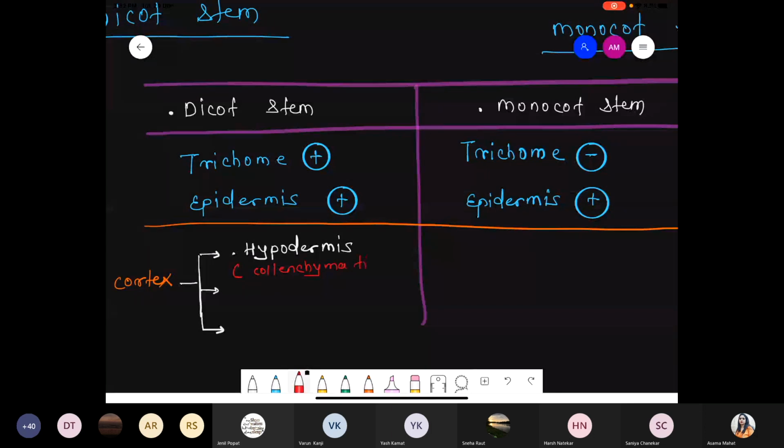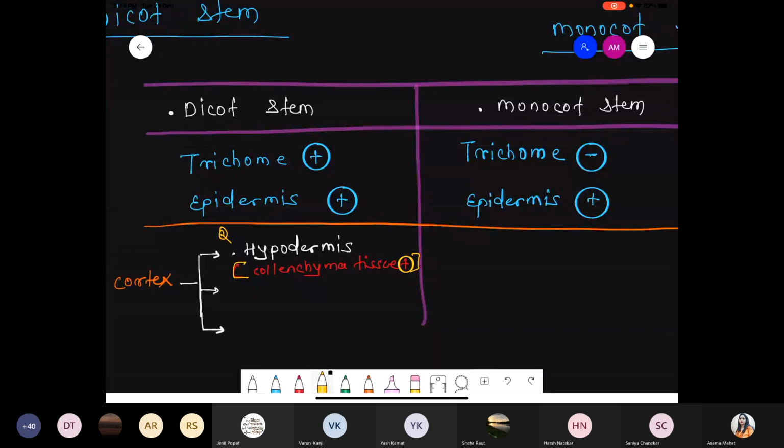So this area is rich in collenchyma tissue. Please remember this point. Question: the hypodermis in the dicot is made up of collenchyma, and you know very well, due to collenchyma flexibility is provided. Due to collenchyma the stem gets a shiny appearance, because inside the cell wall of collenchyma pectin is present, and due to that pectin or pectate, the stem gets the shiny appearance.